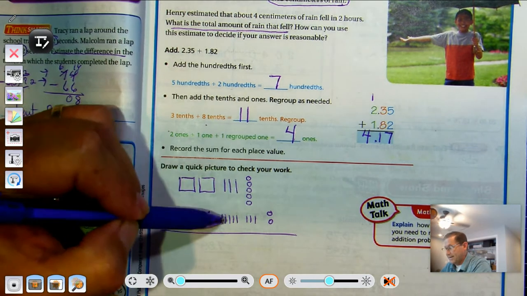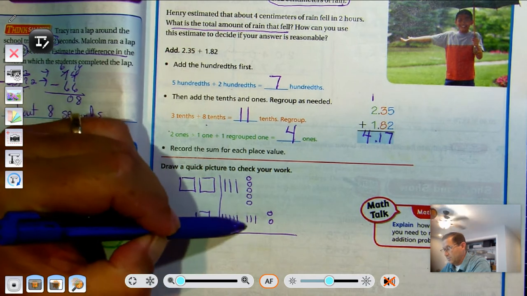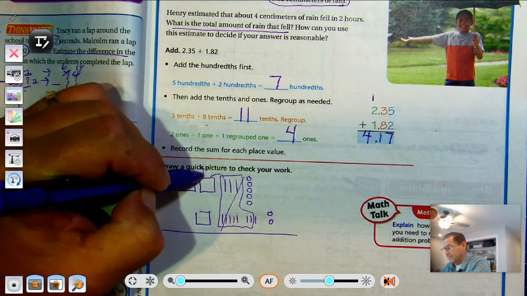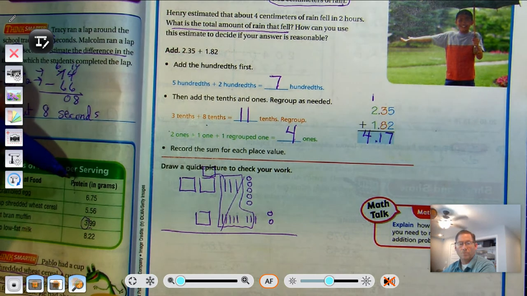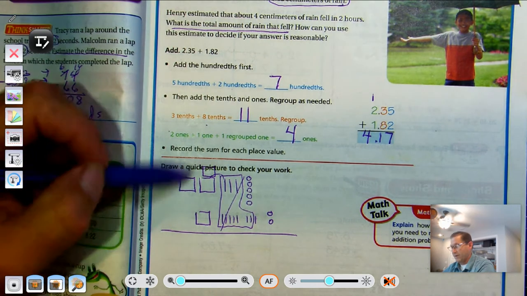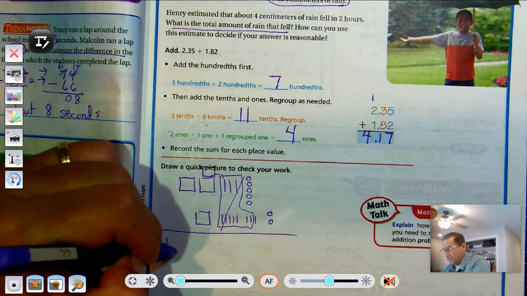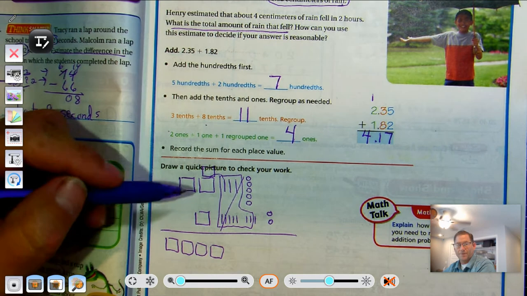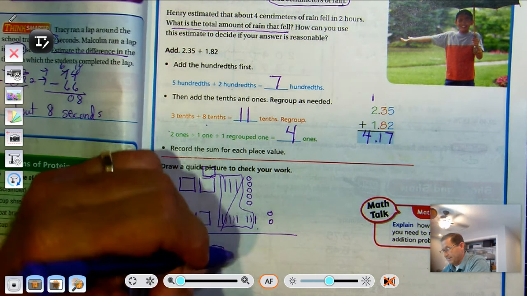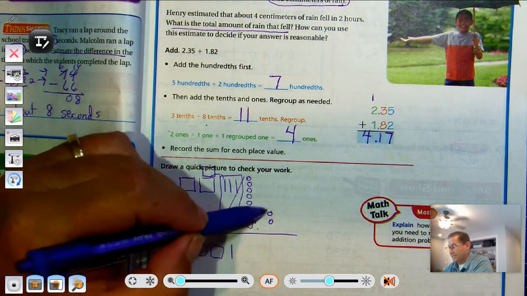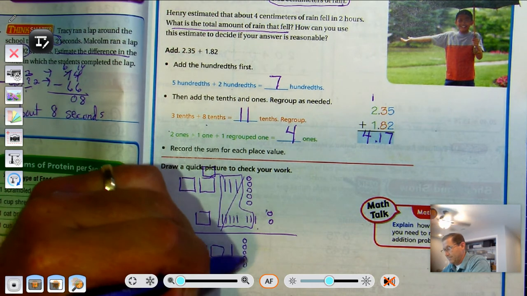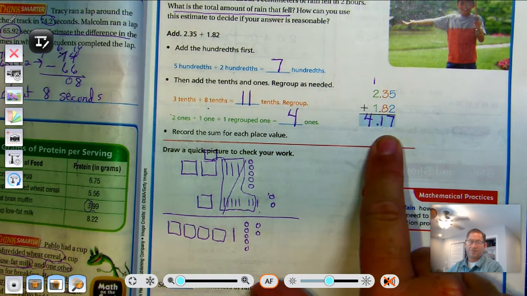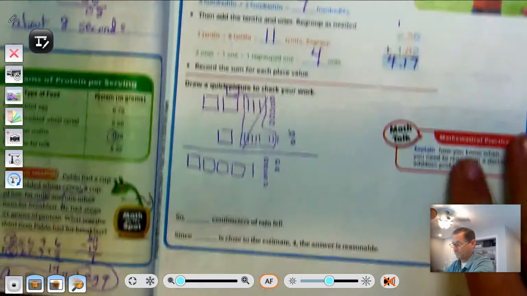Let's look at the tenths. 3, 8, 9, 10, 11. So we will have to regroup 10 of those. So we're going to trade 10 of those for one whole. Okay. And now we would add the ones and we don't have to regroup that. So we'd have 4 wholes or 4 ones. We'd have 1 tenth left. And we have 1, 2, 3, 4, 5, 6, 7 hundredths. So that matches our answer of 4 and 17 hundredths.